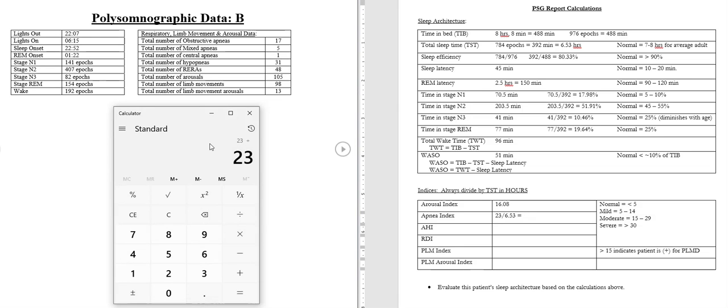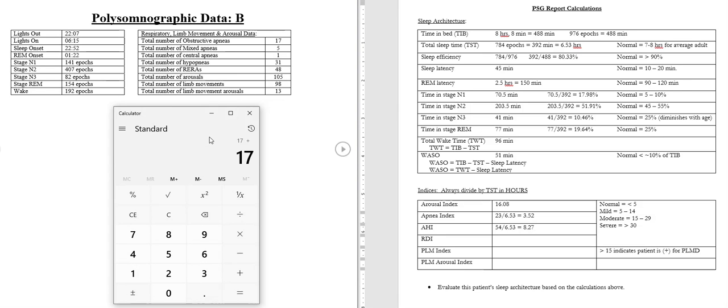Let me come over to the calculator. 3.52. Your AHI is apnea and hypopnea, so we're going to add up all of these, the next 4. So it'll be, come back over to the calculator, 17 plus 5 plus 1 plus 31, so that's 54 divided by 6.53 to get that number. So 8.27. Then your RDI, you're going to combine all of your respiratory events.